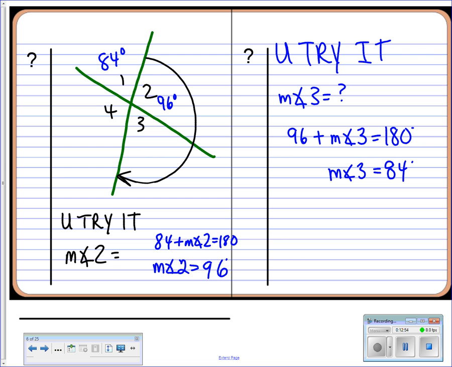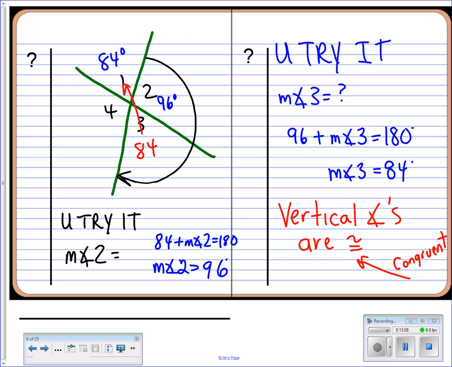And what I want you to get from this experience is a very big concept. Vertical angles are congruent. That's the congruent sign, basically an equal sign with a little wave across the top. So that's 84. These are vertical angles because their rays are opposite each other. Vertical angles are congruent.